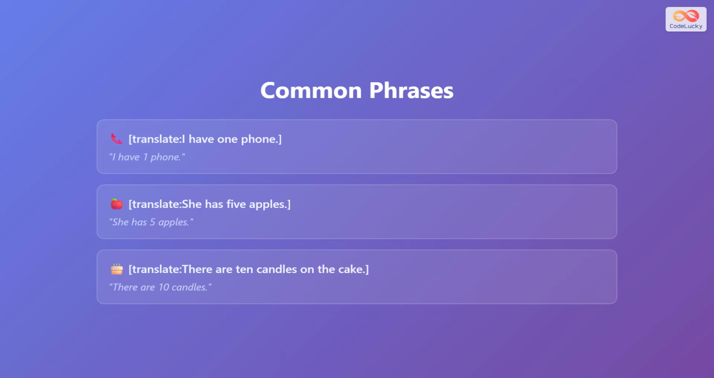Now let's use these numbers in real sentences. I have 1 phone. This shows possession with the number 1. She has 5 apples. This uses the number 5 in a complete sentence. There are 10 candles on the cake. This sentence uses the number 10. Practice forming simple sentences with each number.